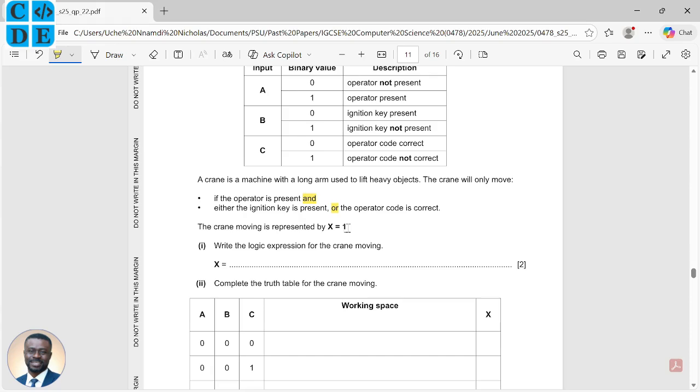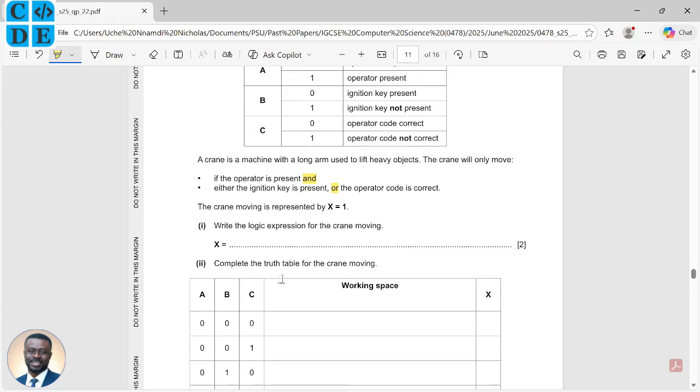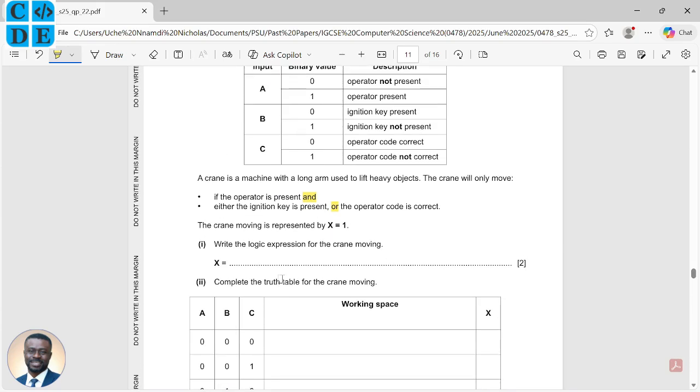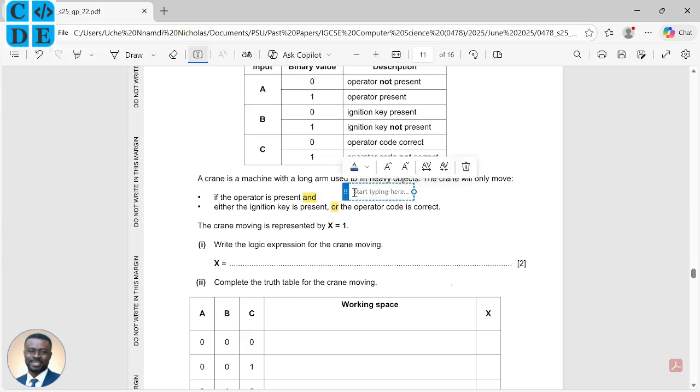Yeah, true and true for the crane to be 1. Okay, so let's do justice to that question. Let's do this here first. So X will be equal to operator is present. Ordinarily, operator is present is this one, where A will be equal to 1, which is operator is present.